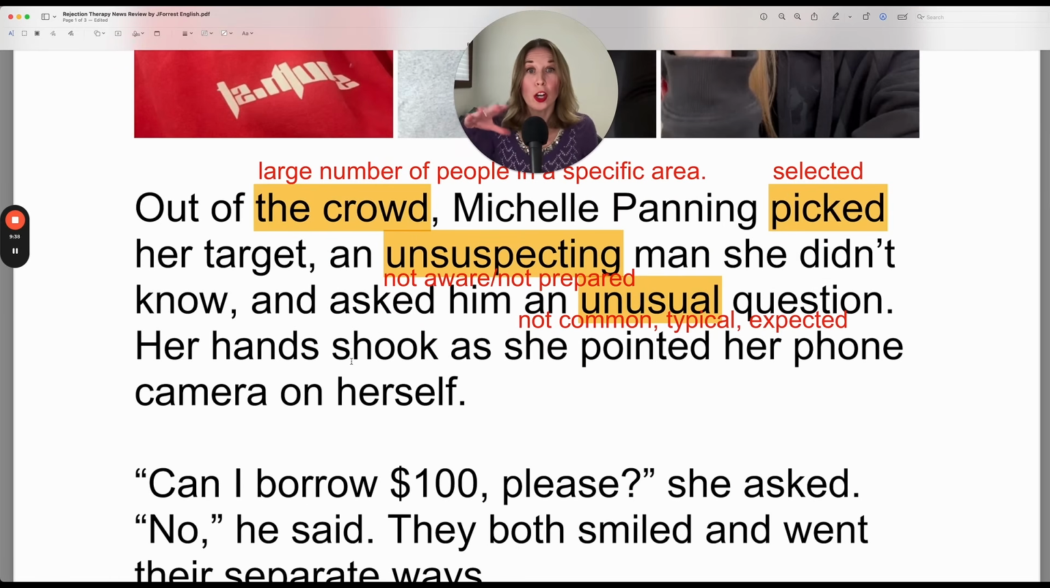Her hands shook. So when you're nervous, your hands can shake. Now, this story is told from the perspective of the past. You'll notice here we have picked, didn't, asked. So that's why this is also in the past simple. It's an irregular past. So we have shake, shook, shook. Her hands shook as she pointed her phone camera on herself. So she directed her phone camera towards herself. So she pointed her phone camera on herself. You could also say towards herself, on herself.